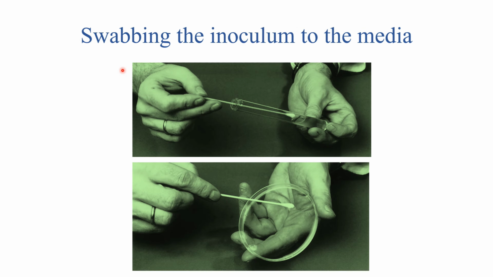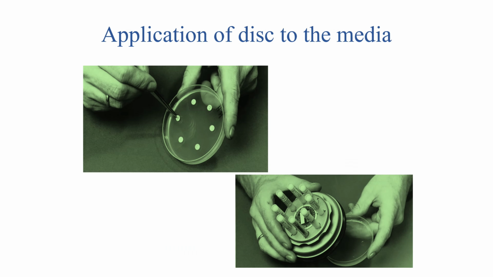And after that, we will swab the inoculum onto the culture medium. This is our inoculum. With the help of a sterile swab, we will dip the sterile swab into the inoculum, and we will lawn culture the swab onto this Mueller-Hinton agar. Lawn culture means we uniformly spread the inoculum onto this Mueller-Hinton agar.